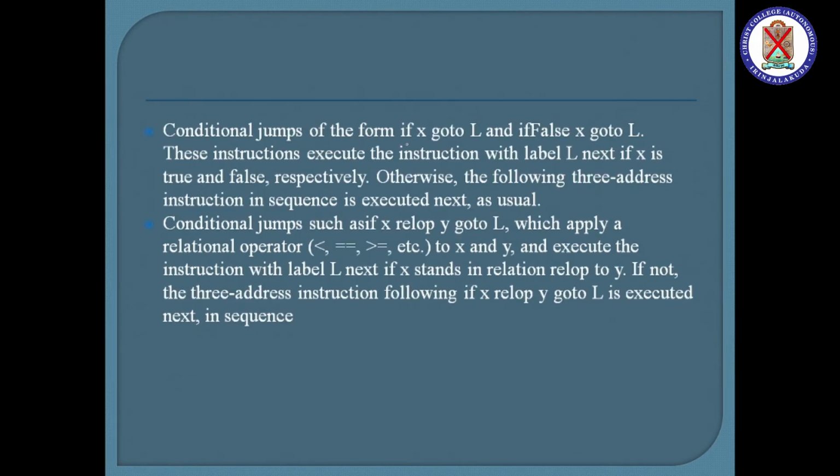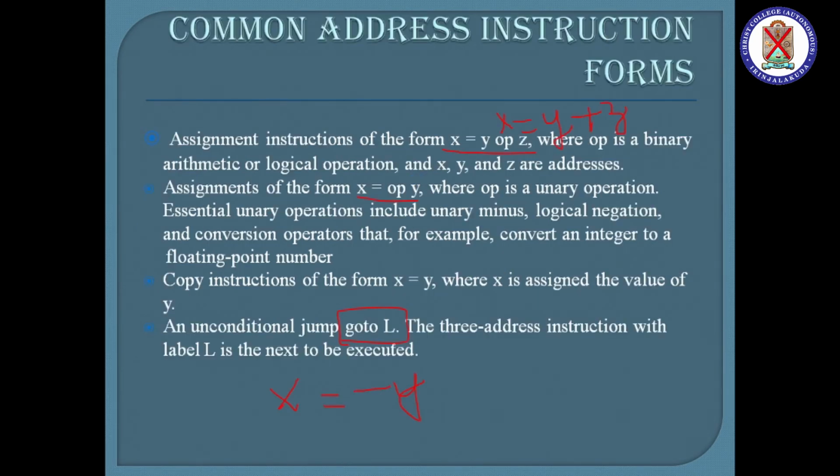Next one is unconditional jump. Unconditional jump means, if, else, if, etc. are unconditional. Then the conditional jump: if X satisfies this condition to be true, it can go to L. So in the previous statement, it simply goes to L without any checking.